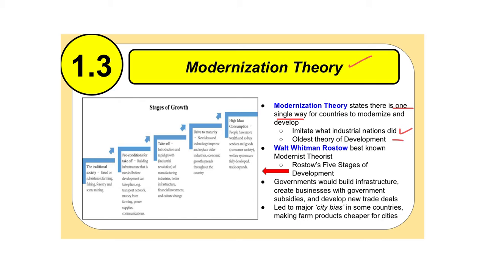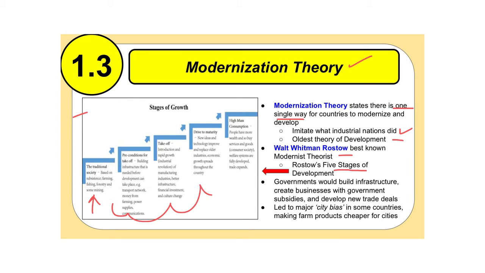Now, Walt Whitman Rostow is the best known modern theorist in geopolitical theory discussions. And Rostow actually came up with his own idea behind modernization development, and it was the 5 stages of development, which are located right here in this graphic. So basically, in a nutshell, it starts here with a traditional society, where it's based on subsistence farming, fishing, forestry, and some mining. So we're talking kind of primitive types of societies. And then it just moves up the ladder.